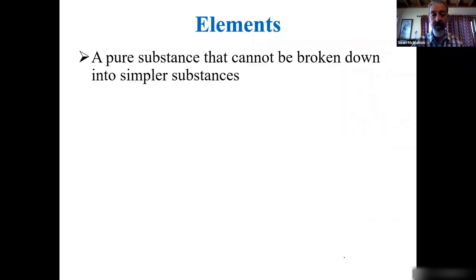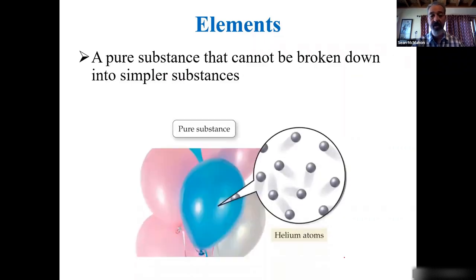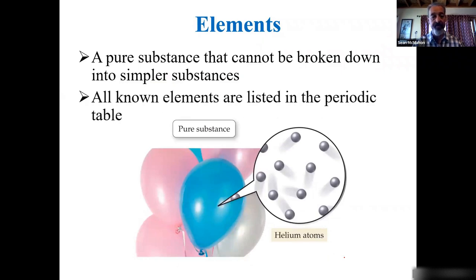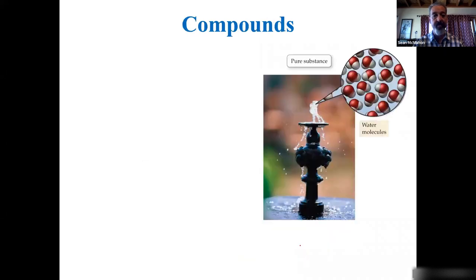So elements are pure substances that can't be broken down. Here's an example: helium atoms, just a bunch of helium. All known elements are listed on the periodic table. Helium, He, if you look on the periodic table, has a number 2 by it. That 2 is called the atomic number. That's how we identify it, based on the number of protons.